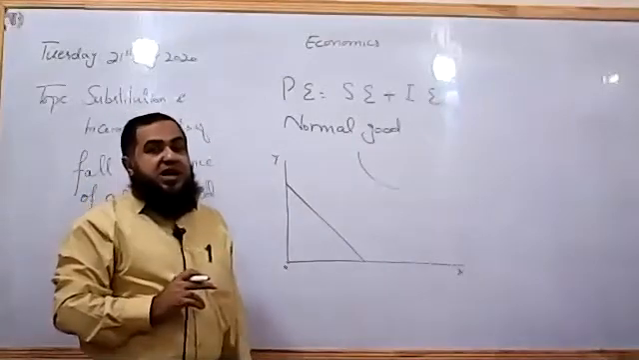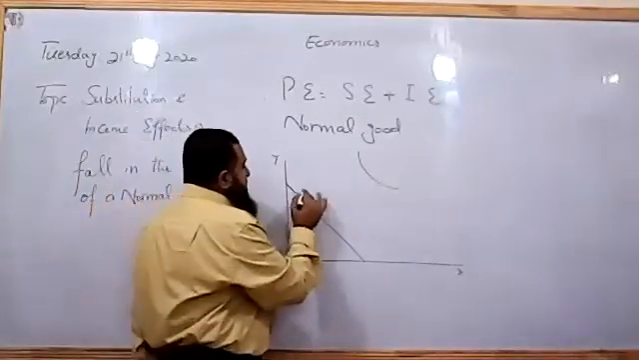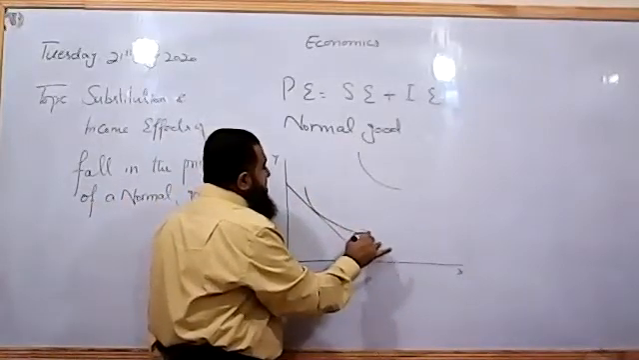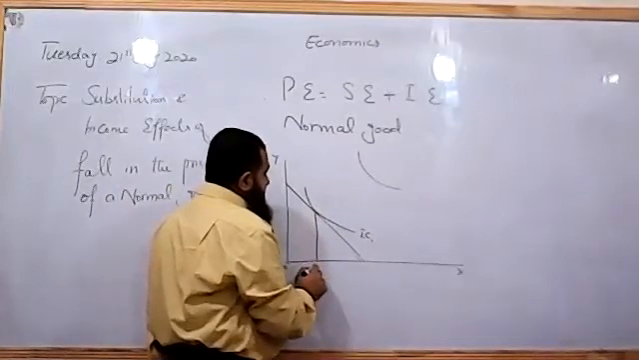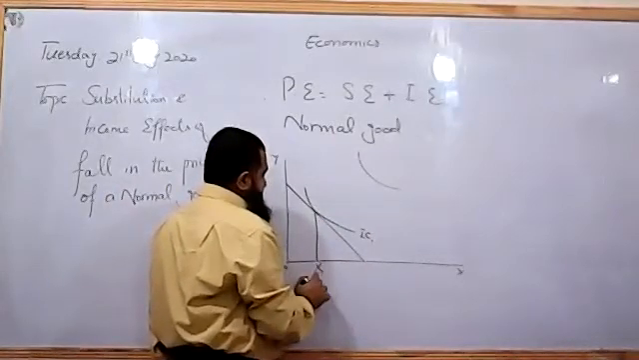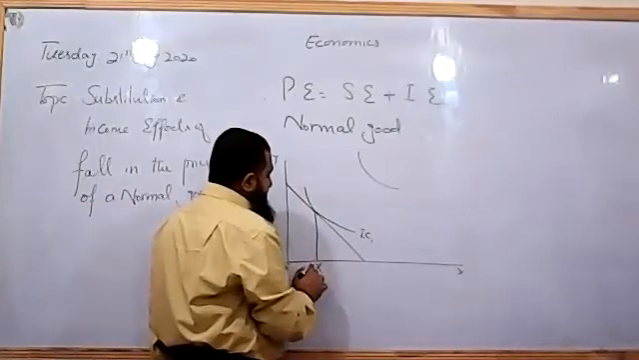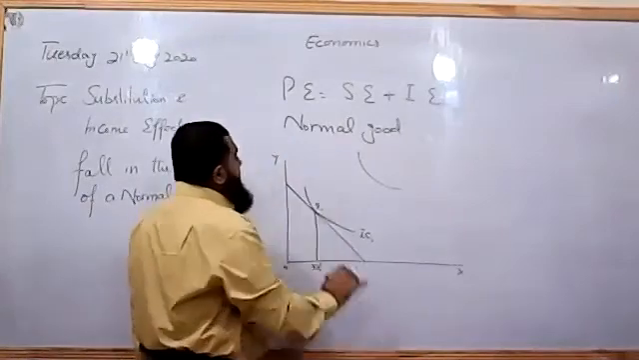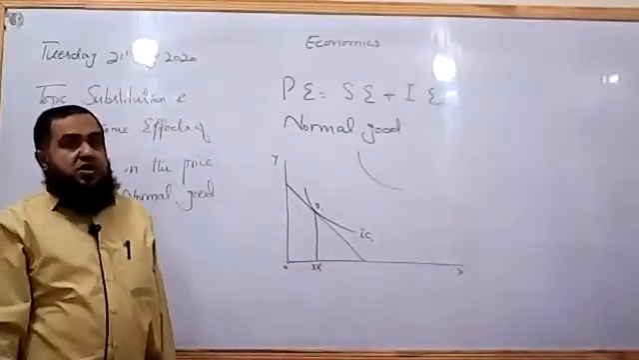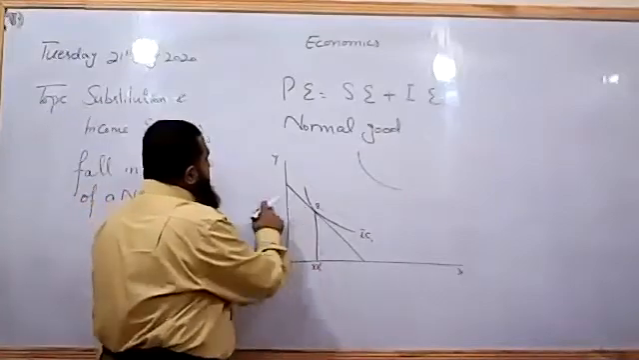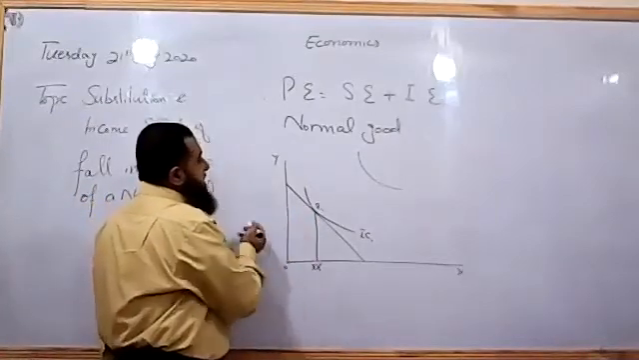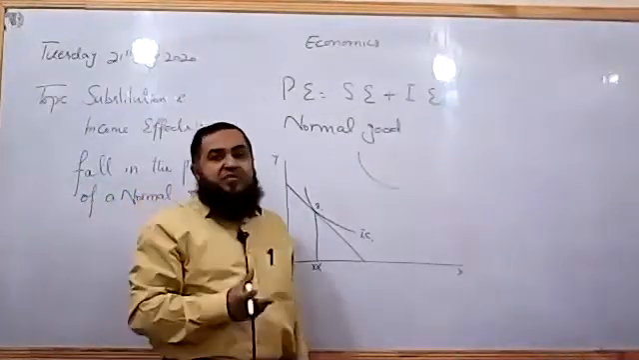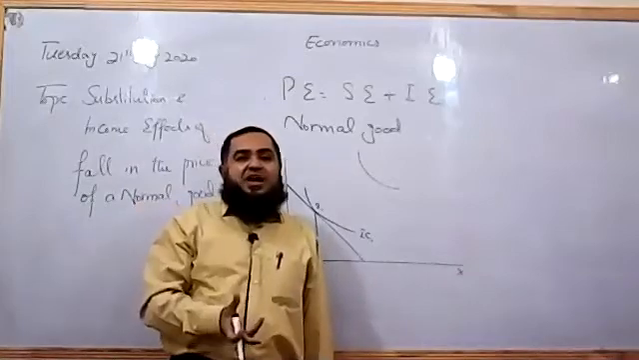So his budget line is making a tangency condition with the highest attainable indifference curve. This is the commodity X. He was consuming 3 units of X and 6 units of Y at equilibrium 1. I'm not showing the consumption of Y, but my aim is to show what happens to the consumption of X when the price of X falls.